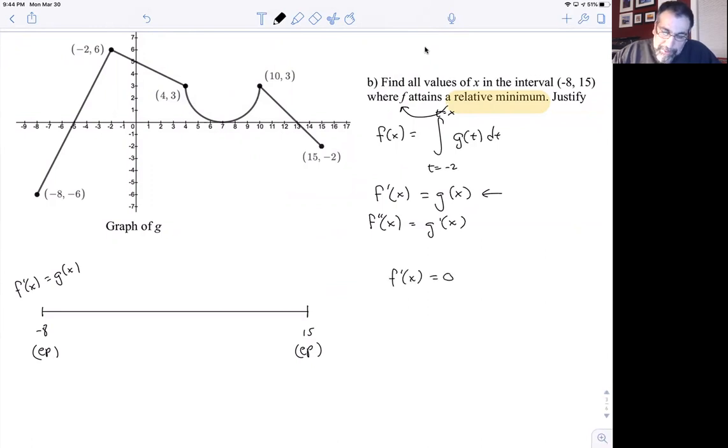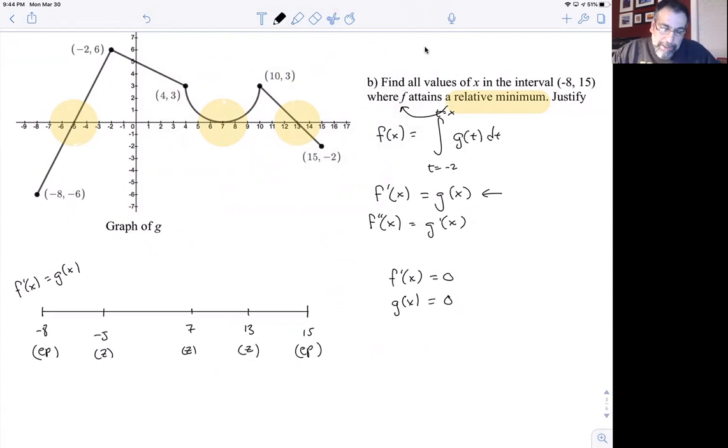Well, without this graph, that would be really difficult to tell. But remember, f prime of x is the same as g of x. So we're really asking, where does g of x equal 0? When we go to this graph and take a look, we find a 0 right here at -5, another 0 here at 7, and another 0 there at 13. So we've got 3 places, -5, 7, and 13, and these are all zeros for the derivative of f.